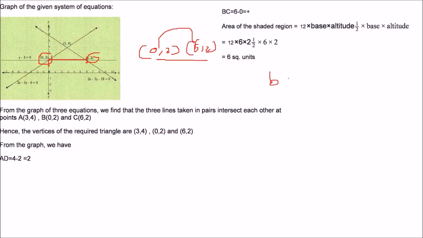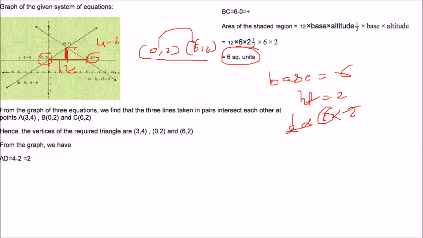So the base is 6. What is the height? From this point to this point it is 2, and from this point to this point it is 4. So 4 minus 2 will be this length. It will be 2. The height will be 2. So half into base into altitude: half of 2 into 6. 6 is our area, 6 square units.